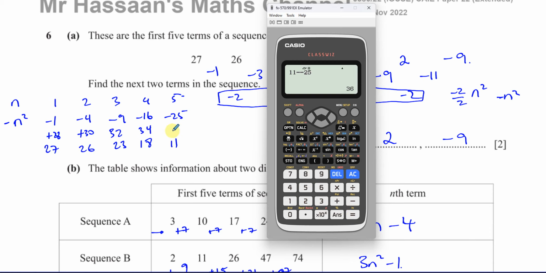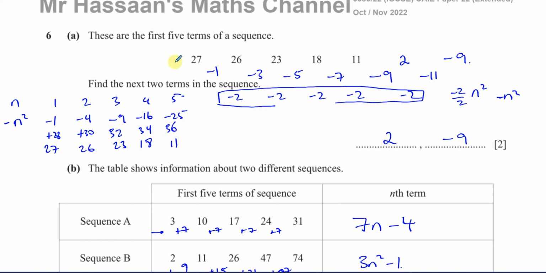Yeah, that's 36. So we can see that if I just look at this sequence by itself, this sequence goes up in 2s, right? I have to go up in 2 each time. So this sequence has got something to do with 2n. This is like 2 times n, because the first row of differences just for this sequence alone is going up by 2s. 28, 30, 32, 34, 36. So it's got something to do with 2n, okay?